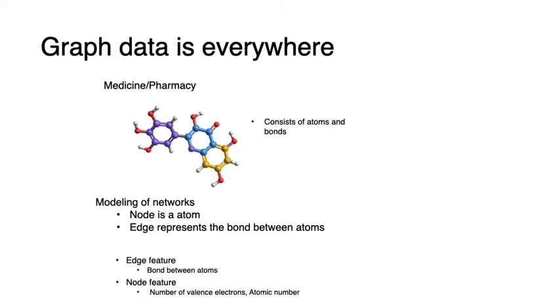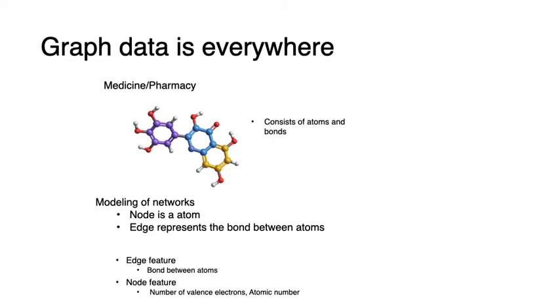Another widely used example, as discussed earlier, is in the field of medicine or pharmacy. Here we model the molecule as a graph, where the node is an atom and the edge represents the bond between atoms. Edge features are the bonds between atoms, and node features will be the number of valence electrons, atomic number, metallic property, and so on.